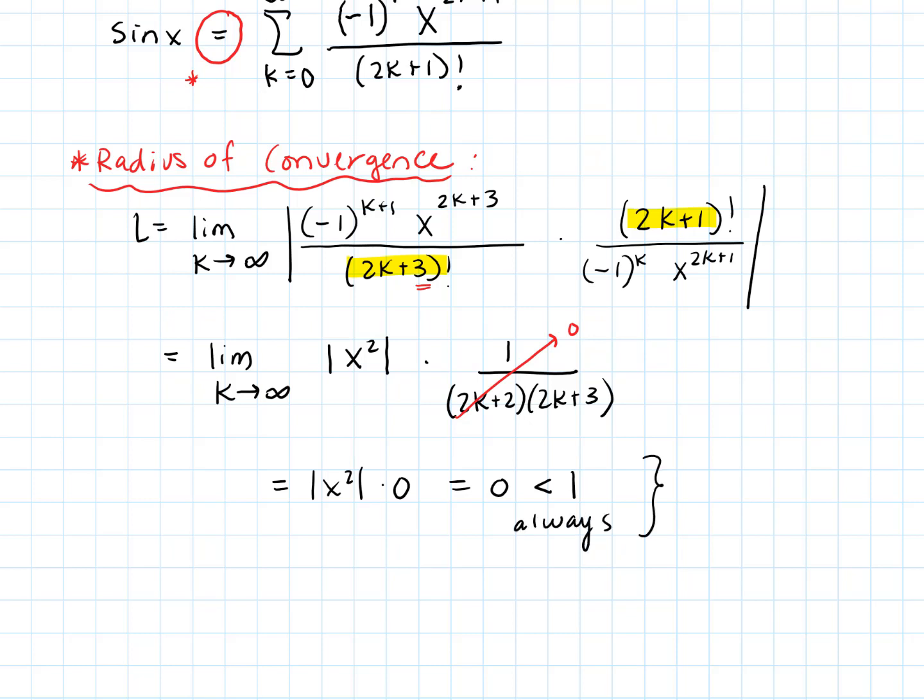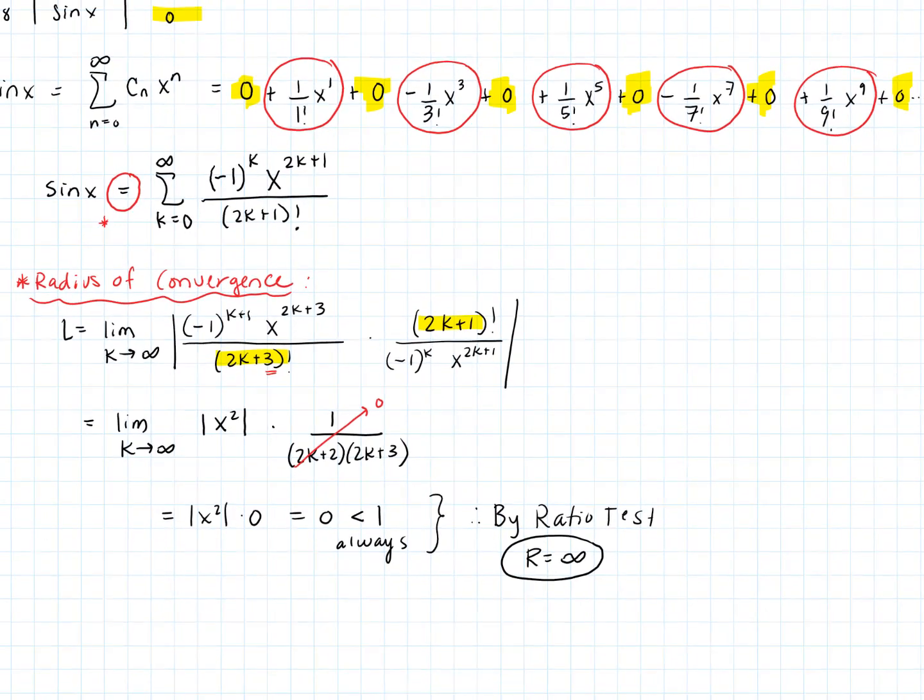So therefore, by the ratio test, the radius of convergence is actually infinity. So not only does the sine of x have a power series expansion, but this power series expansion is true for a radius equal to infinity, or on the entire number line from negative infinity to infinity.